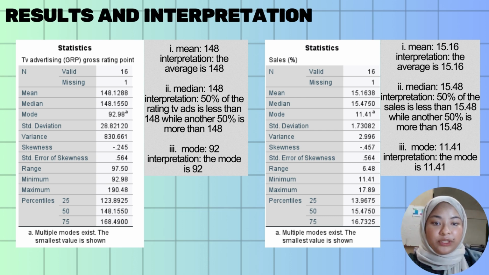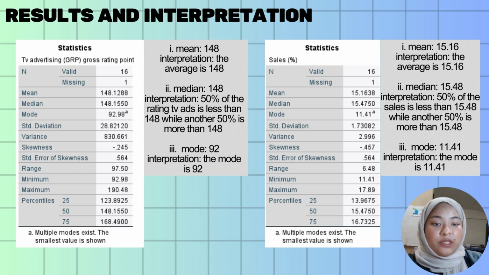Result and interpretation. Interpretation is under the measure of tendency, which is mode, median, and mean. The first table shown is for statistics of TV advertising gross rating point. The mean is 148, median 148, and the mode is 92. Measure of dispersion can be seen on the table, which is the variance is 830.661, range 97.50, and the standard deviation is 28.82120.